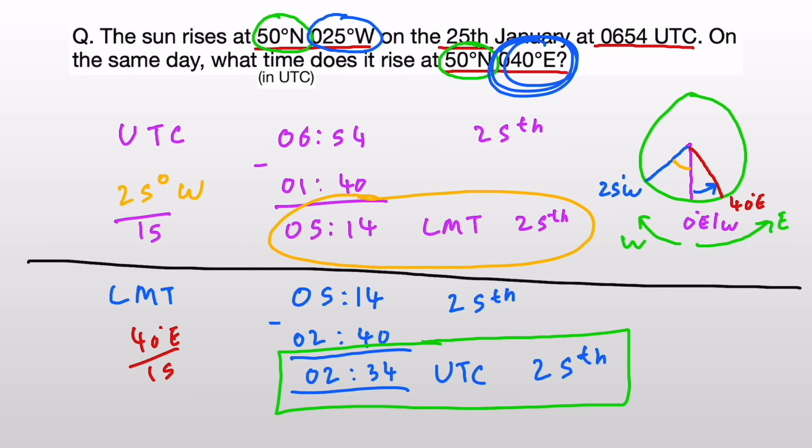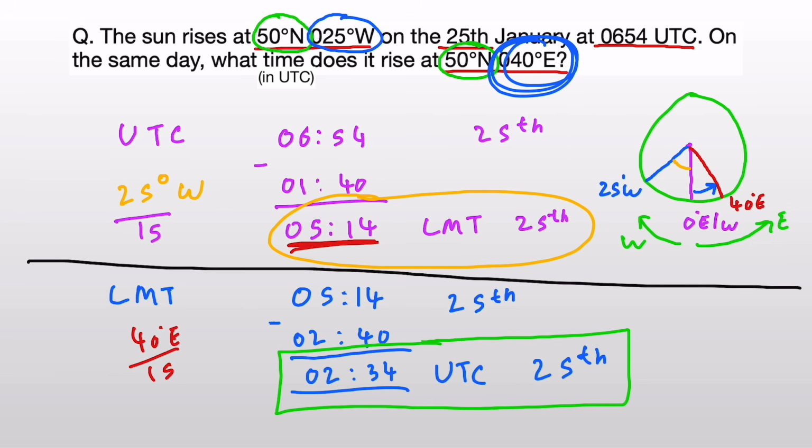Okay, so if I go over this question again, I had the sunrise time on 25 degrees west longitude in UTC. What I did was I converted that to LMT. Why did I convert it to LMT? Because I know that this LMT will be equal to the local time when the sun rises on the other longitude, which was 40 degrees east. Why will it be the same? Because both of these places are on the same parallel of latitude of 50 degrees north. So I found the LMT. The LMT came out to be 5 hours 14 minutes.